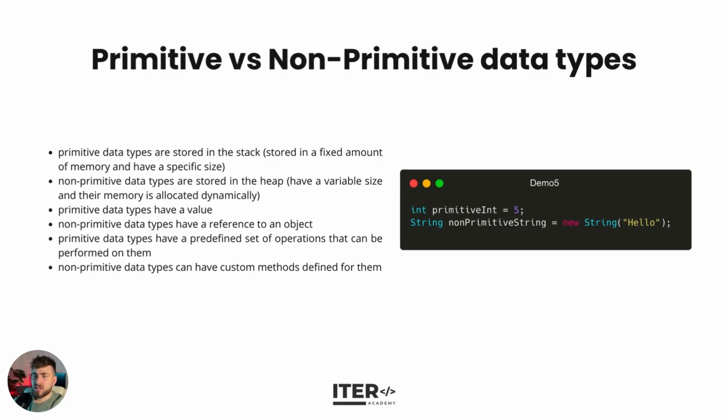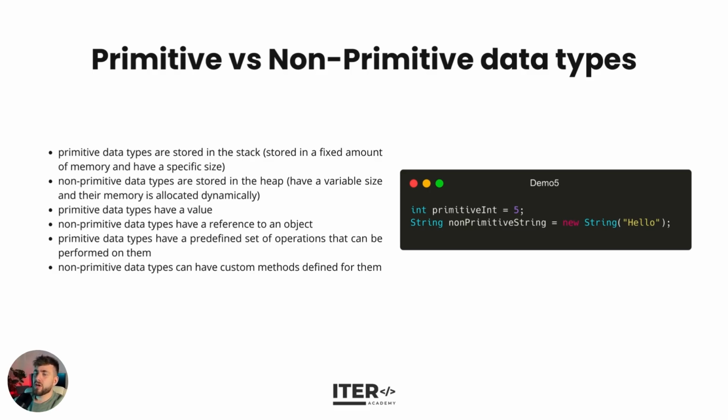Another difference is that primitive data types have a value, while non-primitive data types have a reference to an object. For example, when we declare an int variable with a value of 5, the variable holds the value 5. However, when we declare a string variable with a value of "Hello", the variable holds a reference to a string object in the heap that contains the value "Hello".